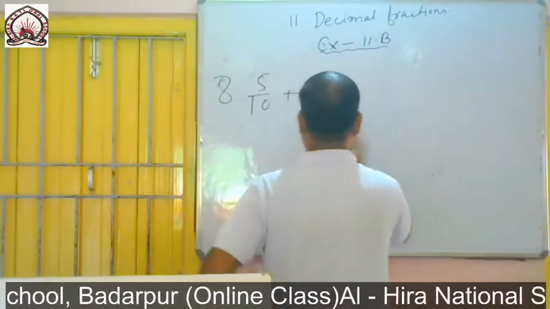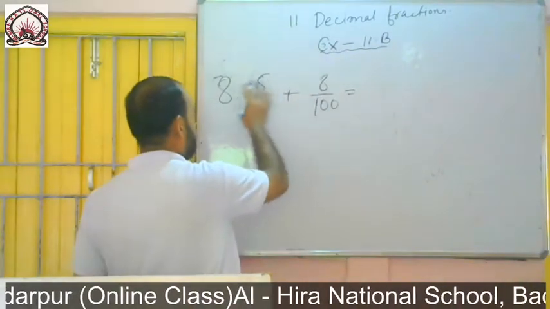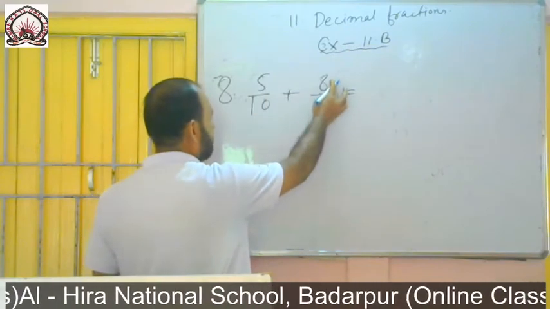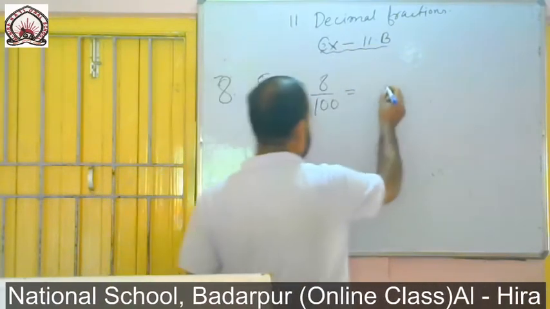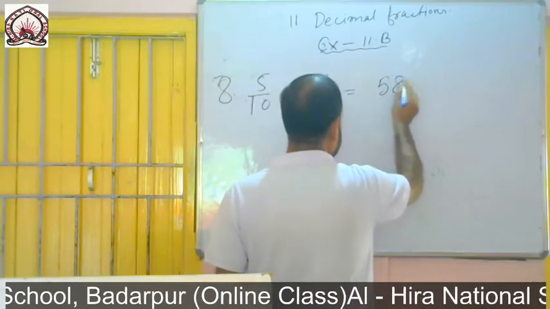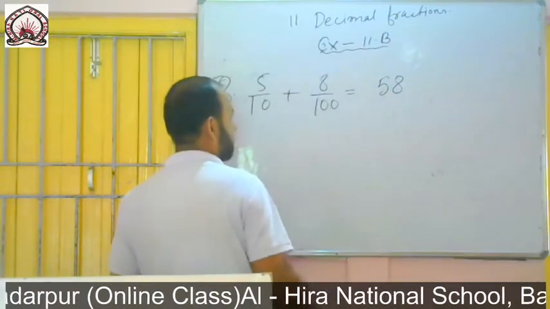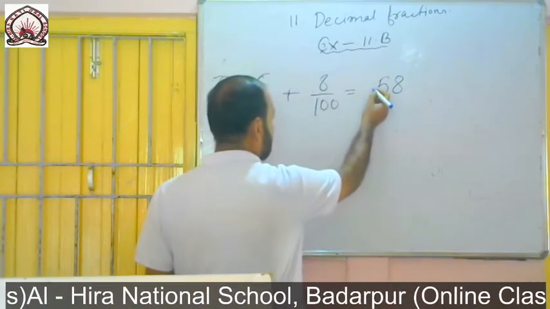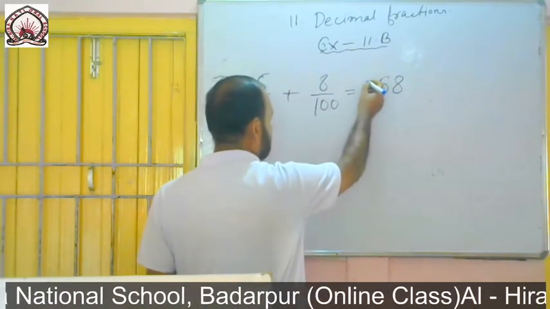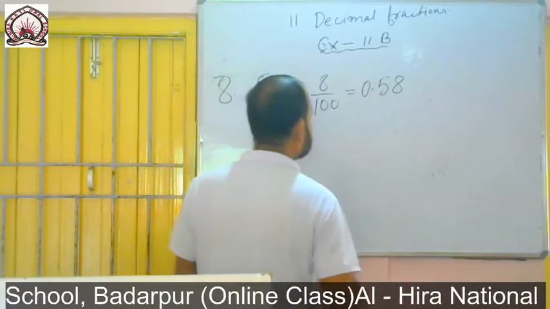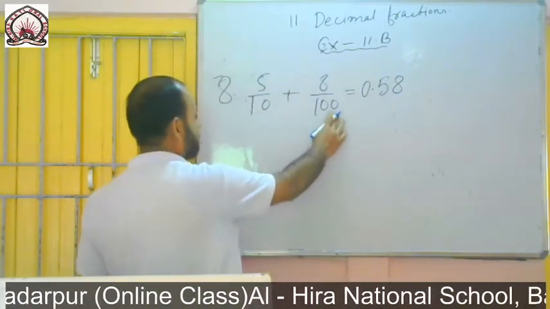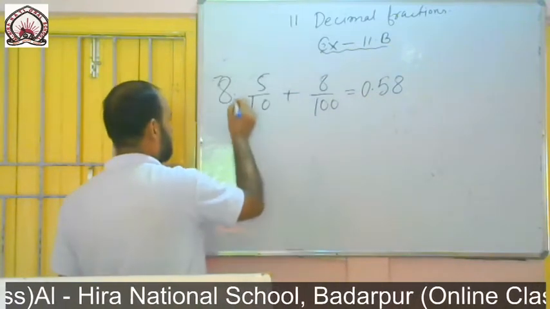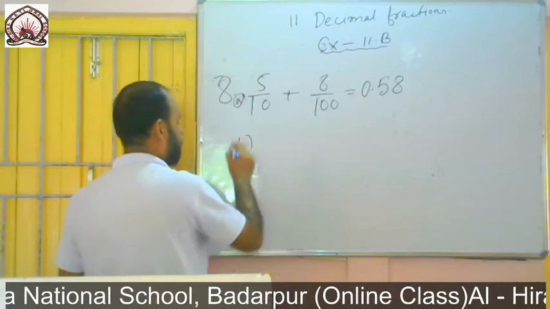Here 5 by 10 means it is tenths, and this 8 is in the hundredths place. So here 5, 8. If it is the tenths place and the hundredths place, then we put a decimal point there, and on this side we put 0. That means the short form of this one is 0.58.